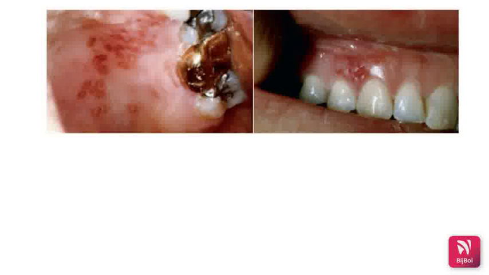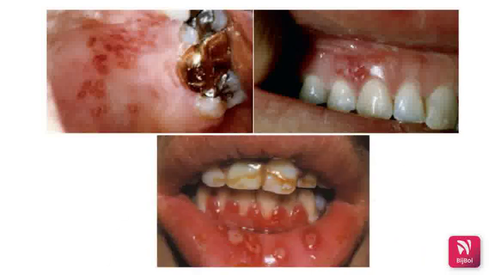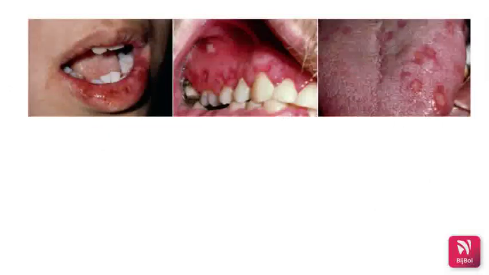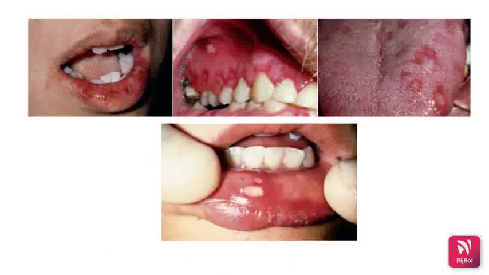In the next picture you can see the intraoral herpetic vesicles on the gingiva, which is however a very rare location, and in the last picture you can see the erythematous involvement of the gingiva and also gray vesicles on the lip. Next you can see the involvement of the lip, gingiva and tongue, and also aphthous ulcers are seen on the lip.